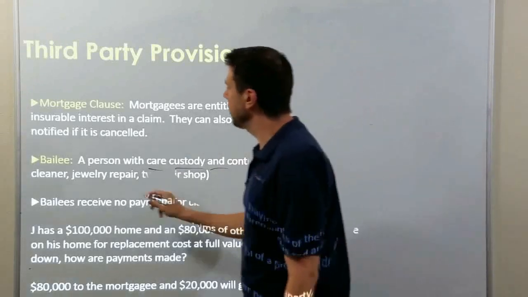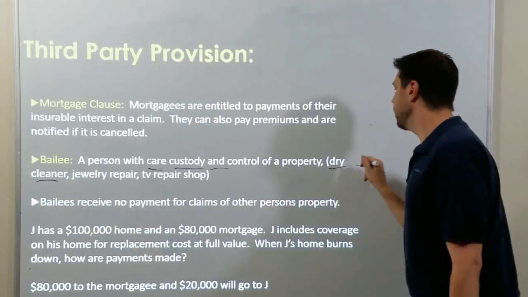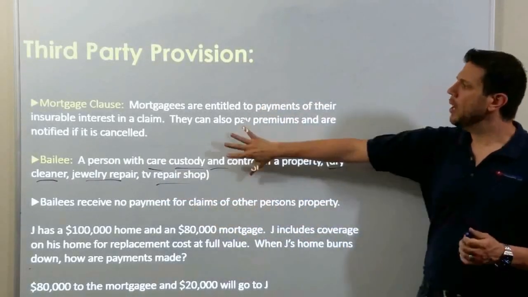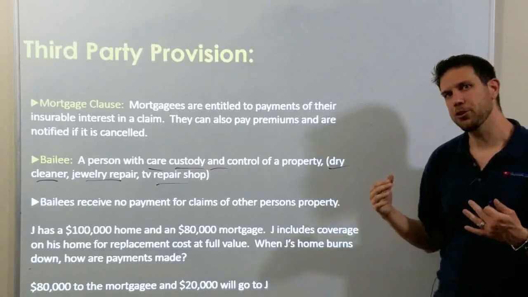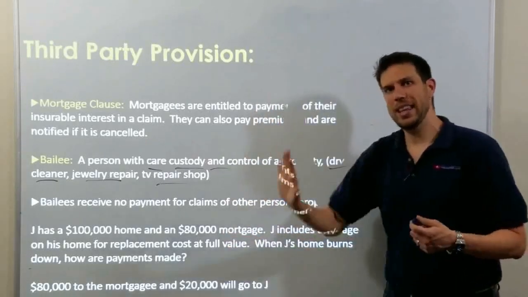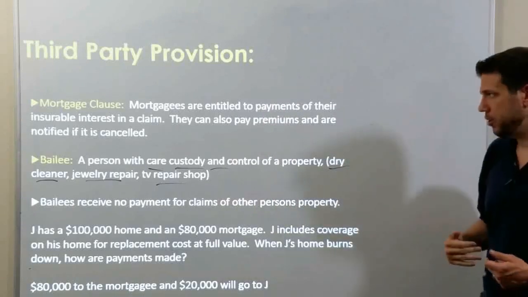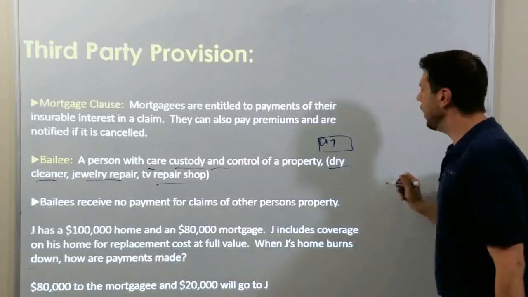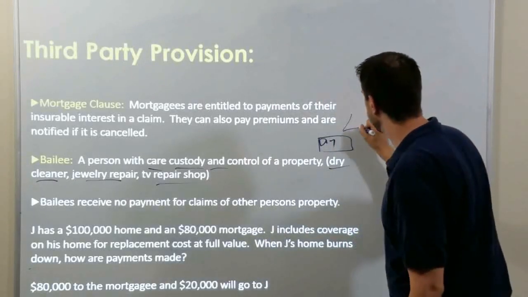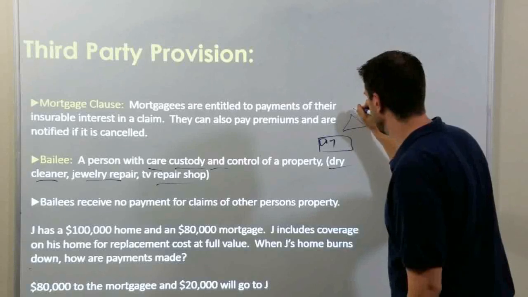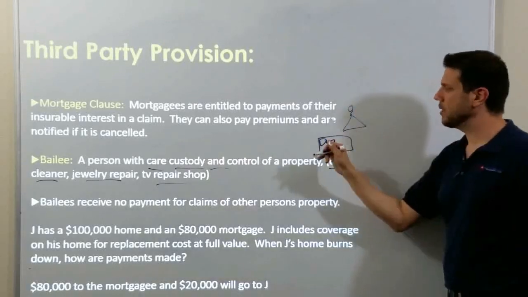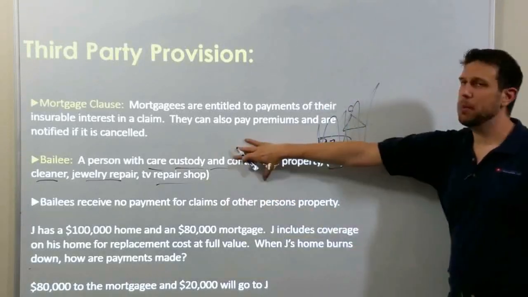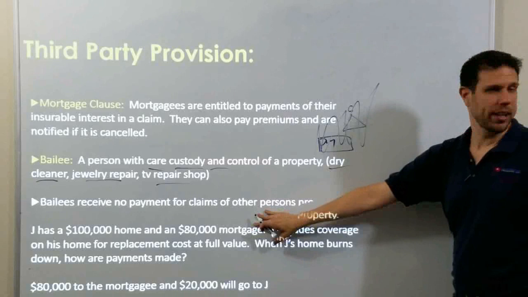Bailees are dry cleaners, jewelry repair shops, and TV repair shops. Bailees are typically places where you drop stuff off, they fix it, then they give it back to you. So let's say you have a dry cleaner and you drop off a dress. I don't know how to draw a dress. So you drop off a dress at the dry cleaner. The dry cleaner burns down. The bailee does not get any money.